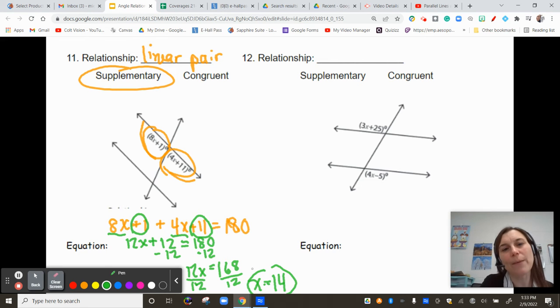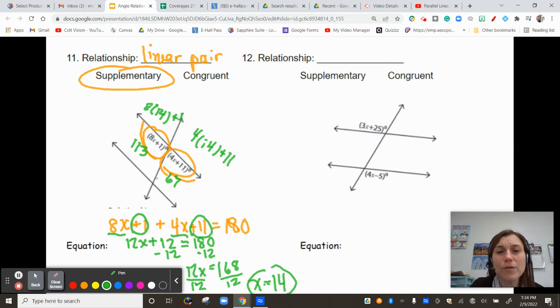Here's how I check. I'm going to put 14 in for x on both of these angles. I'm going to pause and do that. You try that on your own. When I substituted in 14 for the x, on the obtuse angle, I had 113. On the acute angle, I had 67. Does that help? Well, yes, because if I add them together, they equal 180, and that's what I want them to equal. So there you go.